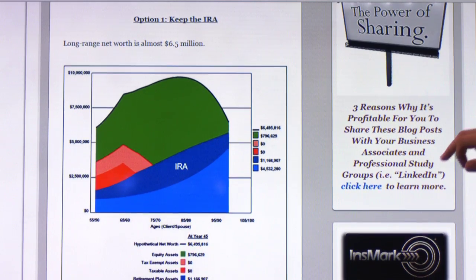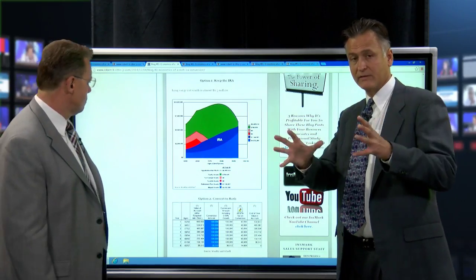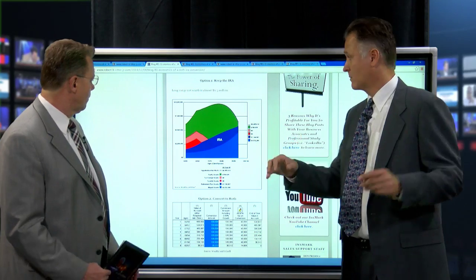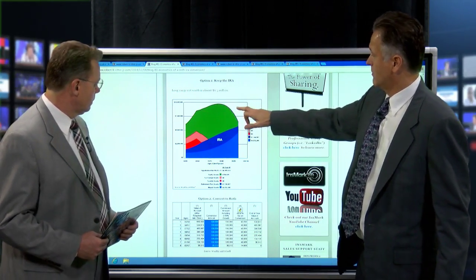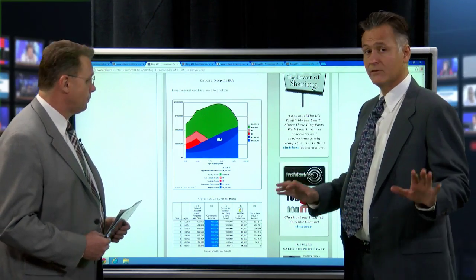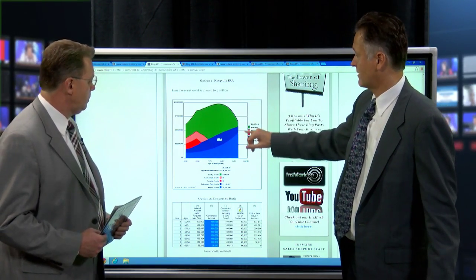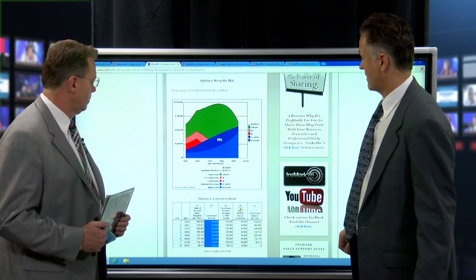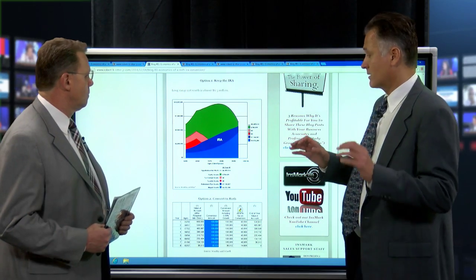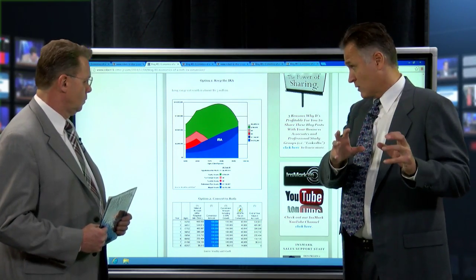So here's how, again, putting all the assets into our Wealthy and Wise software platform and projecting everything out, here is how their net worth will fare over time, leaving the IRA intact. They'll end up with $6.5 million in net worth until age 95. So that's option one, the status quo.